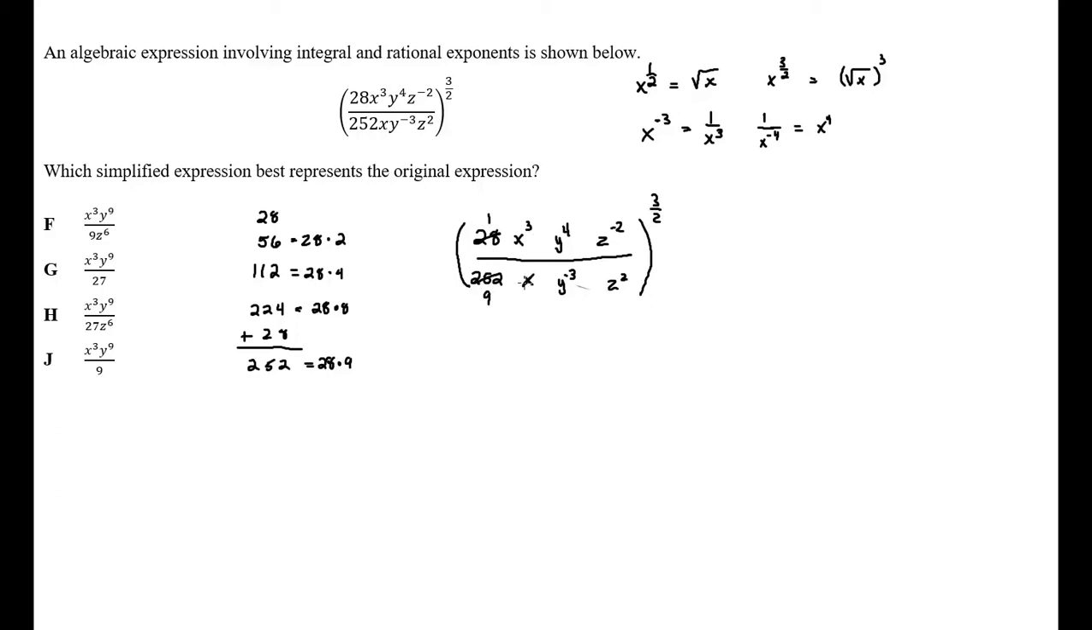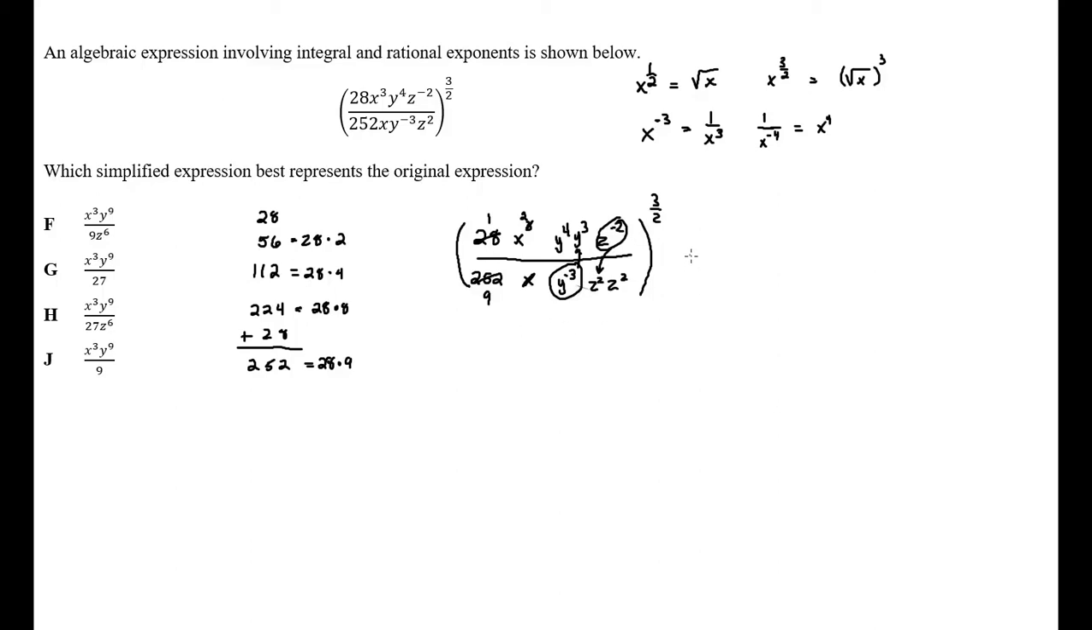One x is going to cancel out of the bottom, so this x here is going to cancel, and then this will be an x squared up top. This y to the negative third power is going to come up top as y cubed, and z to the negative 2 power is going to come down below as z squared.